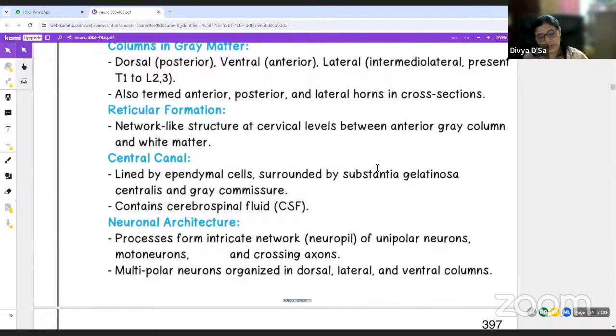Next, the neuronal architecture. Here, the processes will form an intricate network of unipolar neurons, motor neurons, and crossing axons. Multipolar neurons are organized mainly in the dorsal, lateral, and ventral columns.